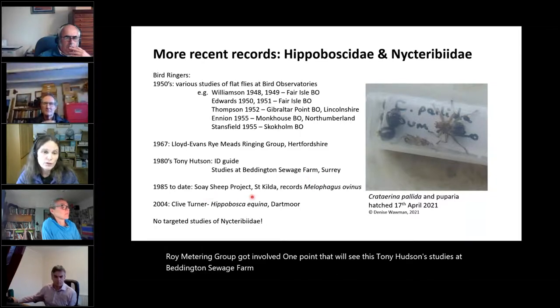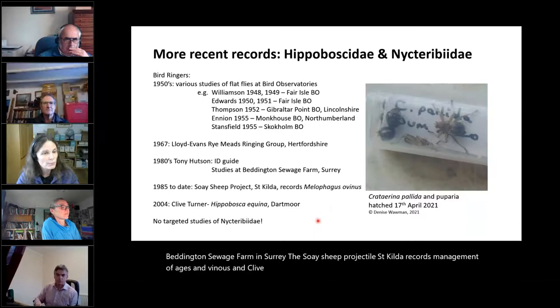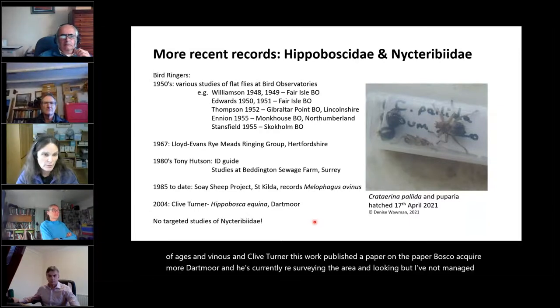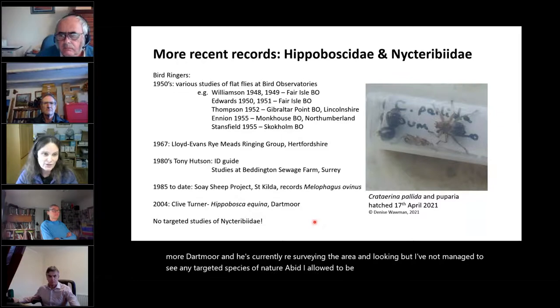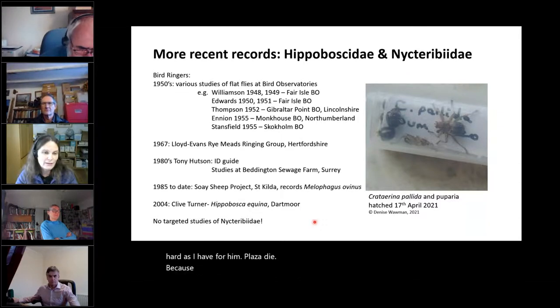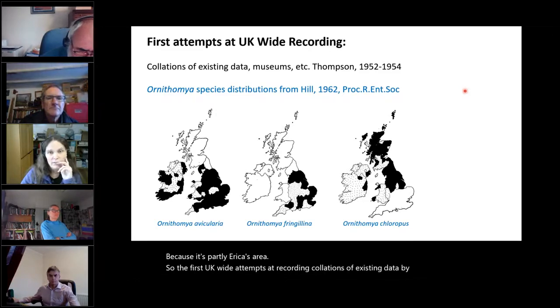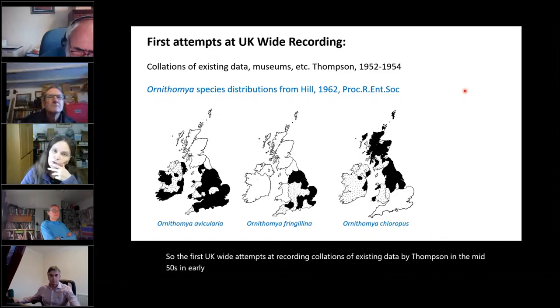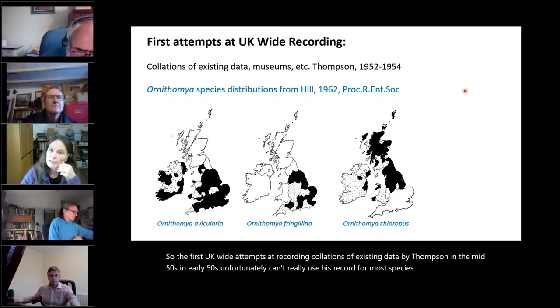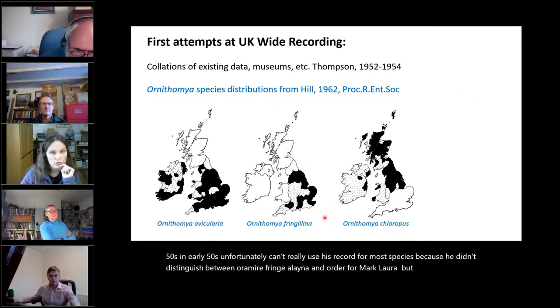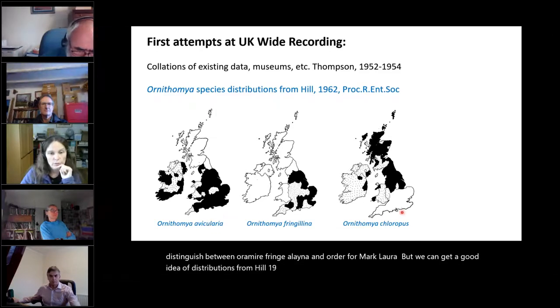The Soay Sheep Project on St Kilda records Melophagus ovinus. Clive Turner did some work and published a paper on Hippobosca equina on Dartmoor, and he's currently resurveying the area. I've not managed to see any targeted studies of Nycteribiidae, although to be honest, I haven't looked quite as hard as I have for the Hippoboscidae, because it's partly Erica's area. The first UK-wide attempts at recording were collations of existing data by Thompson in the early 50s. Unfortunately, we can't really use his records for most species because he didn't distinguish between Ornithomyia fringillina and Ornithomyia chloropus. But we can get a good idea of distributions from Hill's 1962 paper for the three species of Ornithomyia.